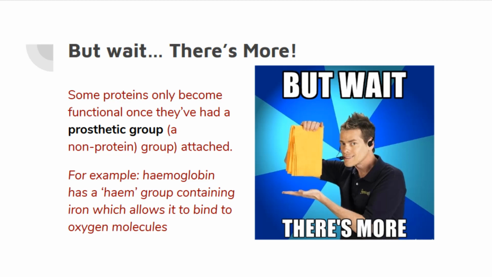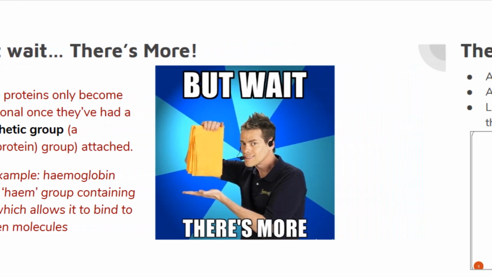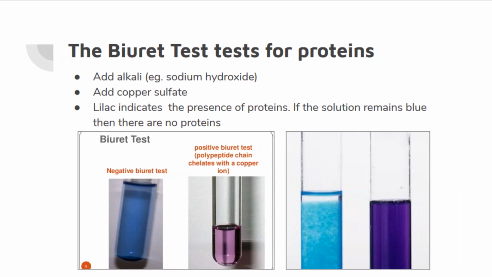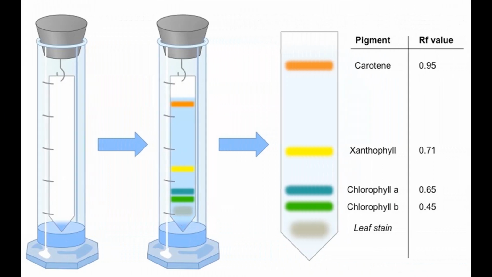Testing for proteins. If you need to find out if a substance, like a food sample, contains protein, you would use the biuret test. The test solution needs to be alkaline, so you first need to add sodium or potassium hydroxide solution. Next you add a few drops of copper sulfate solution. If protein is present, the solution turns purple. If there is no protein, it will remain blue. Chromatography can be used to identify the different amino acids in a sample.